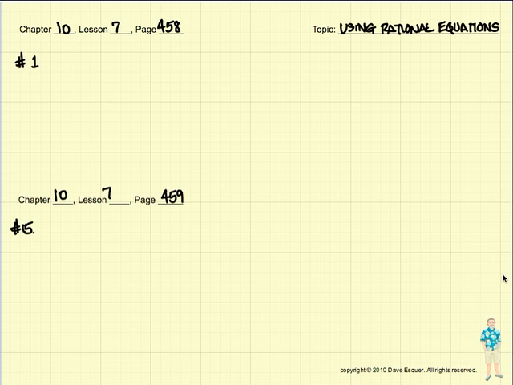Number 1, it takes painter A 3 hours to paint a certain area of a house. It takes painter B 5 hours to do the same job. How long would it take them working together to do the painting job? So we've got painter A and painter B, and they're going to work together, and we're going to get the job all done. Well, this is one of these 1-over problems, I call them. If it takes one person 3 hours and it takes the second person 5 hours, and if they work together, how long will it take for them to get the job done?